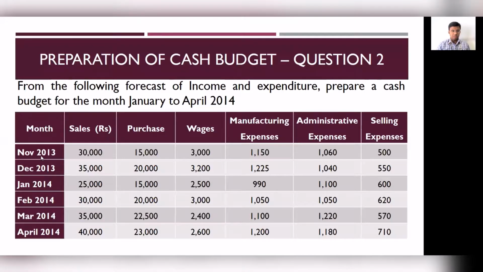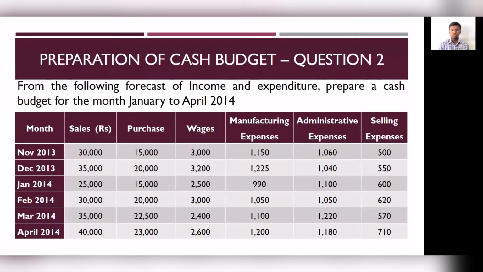They have given us details from November 2013 until April 2014. The information given to us includes sales, purchase, wages, manufacturing expenses, admin expenses, and selling expenses. Now remember, when we are preparing the cash budget, there are two important aspects: one is your receipts and the other is your payments. Sales would amount to a receipt. Purchase, wages, manufacturing expenses, admin expenses, and selling expenses, these 5 items collectively will work out to be your payments.